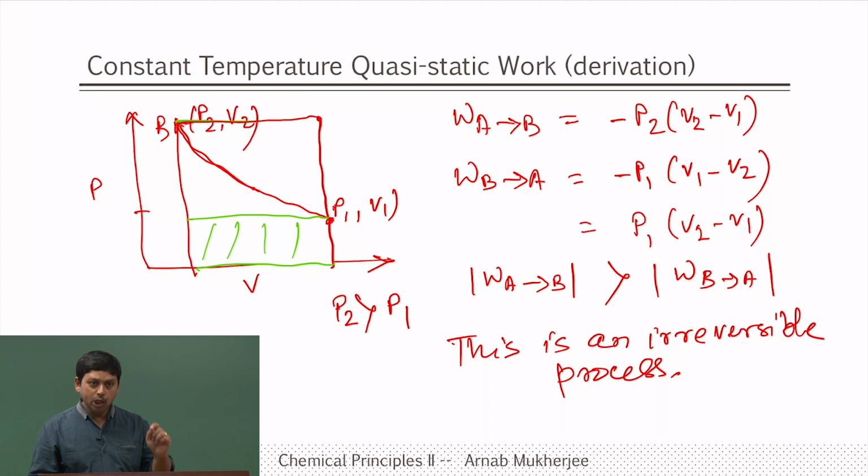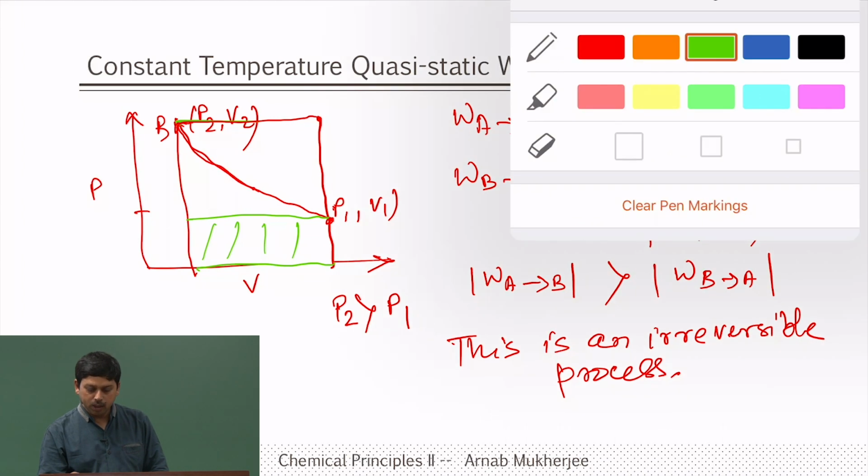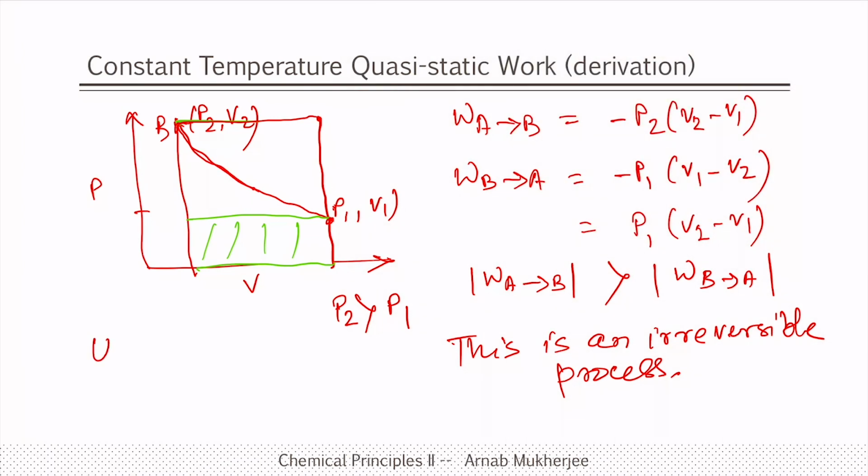Now, you know that U is always the same between A and B, because U is a state function. So, delta U AB is a constant. Now we know that delta U is work plus heat, and since work is so much different, the difference is coming because of the heat. In both cases the heat is going out, but in one case it is more and in one case it is less, and this has great implications.